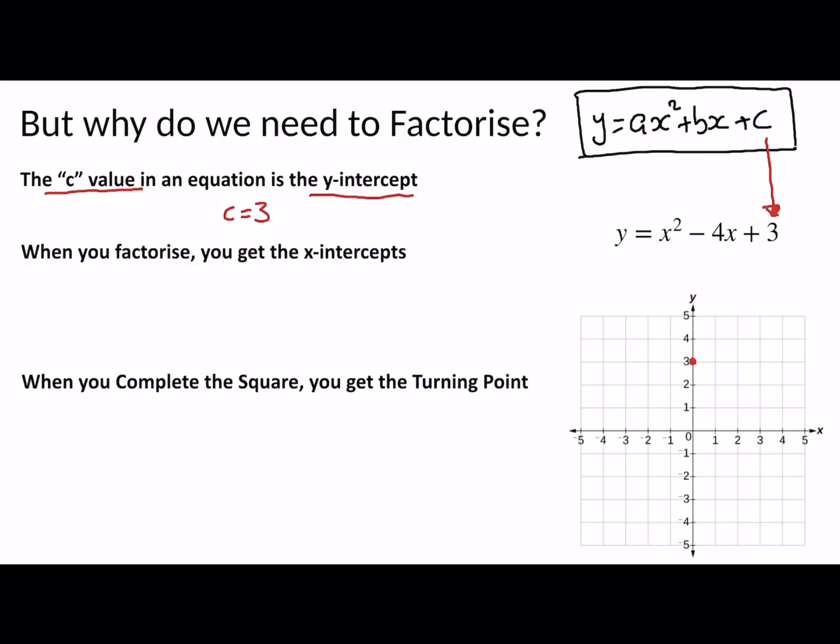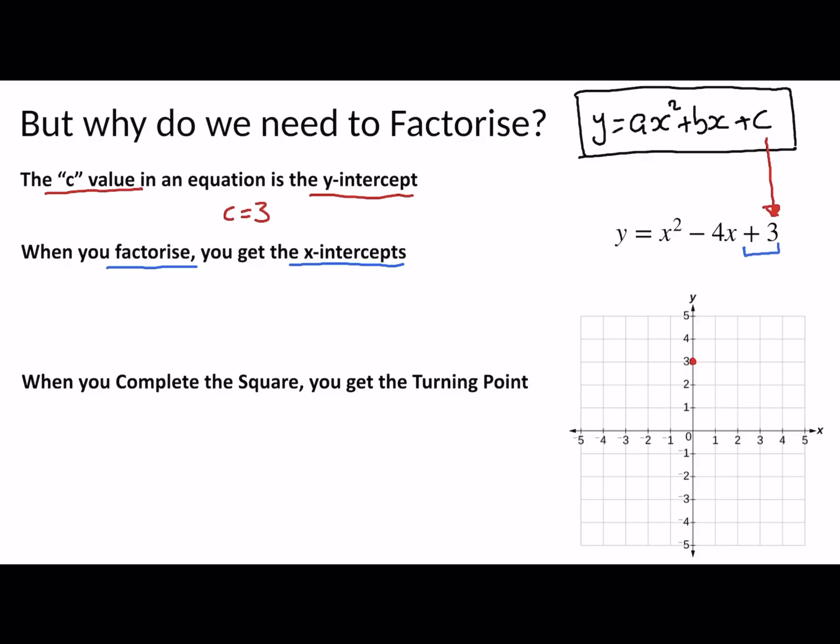Now, the factorising part. When you factorise, you actually get the x-intercepts. Let's go back through as some revision. First thing we look for, highest common factor. Is there a highest common factor that goes into any or all of those terms? No. Second thing, is it a difference of 2 squares? Well, no, there are 3 terms, so it's obviously not. Third, monic trinomial. Is it monic? Yes, we've got nothing, or 1, in front of the x squared. So x squared minus 4x plus 3 is monic. Let's try the monic factorising.